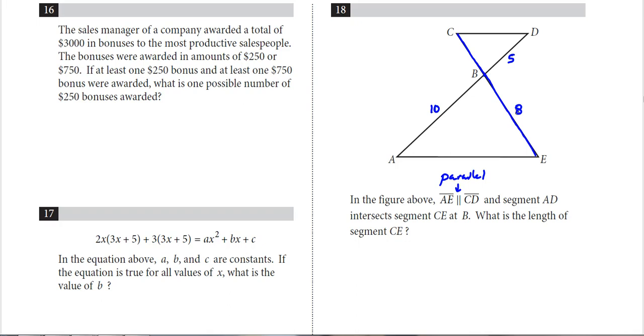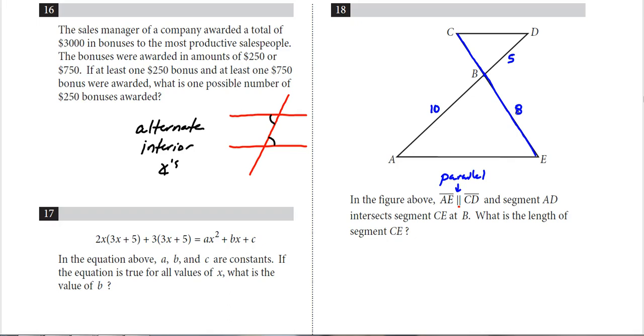Whenever you have parallel lines, let me just kind of quickly review. When you have two parallel lines and you have what's called a transversal cutting through them, you have a bunch of angles that are equal to each other. But most importantly, and the one that's tested the most, is this angle right here between the transversal and the parallel line and this angle here. Those are called alternate interior angles.